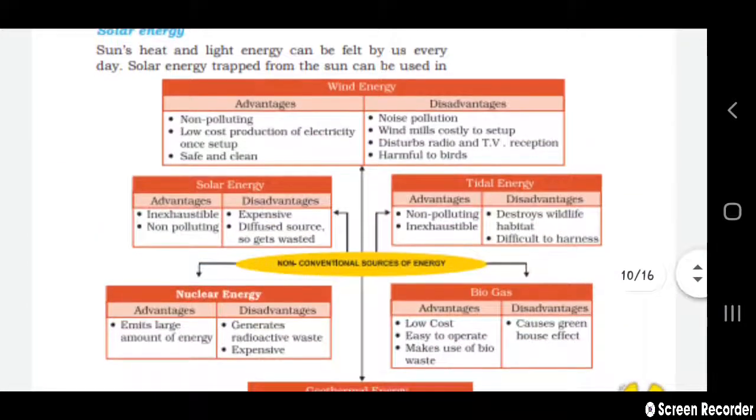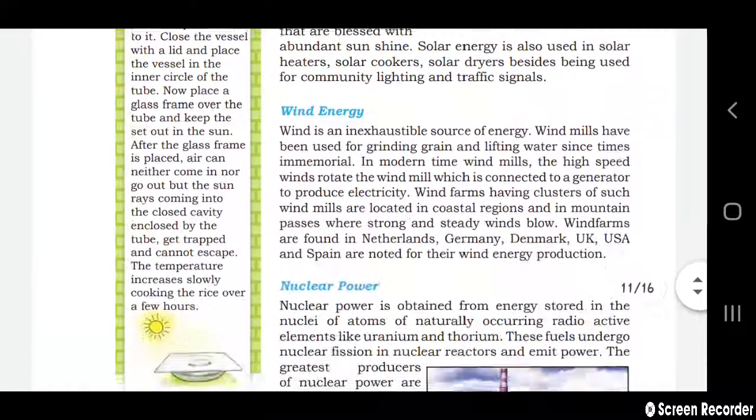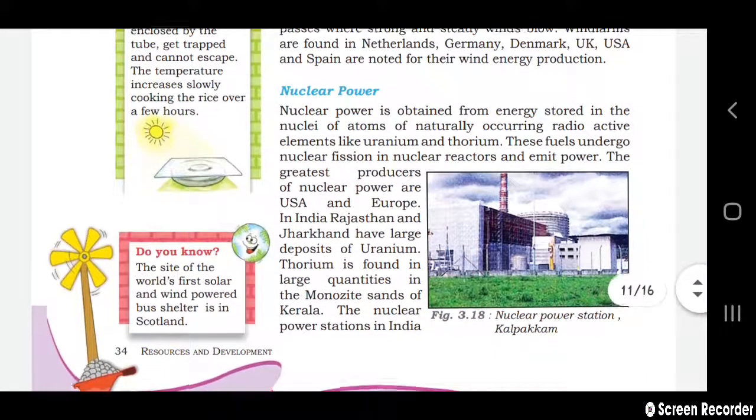The advantages and disadvantages of wind energy: the advantages are that it is non-polluting, a low-cost production of electricity once set up, safe and clean. But the disadvantage is noise pollution, caused by the windmills as they rotate. Windmills are very costly to set up, disturb radio and TV reception, and are very harmful for birds also. So these are some of the advantages and disadvantages of windmills.